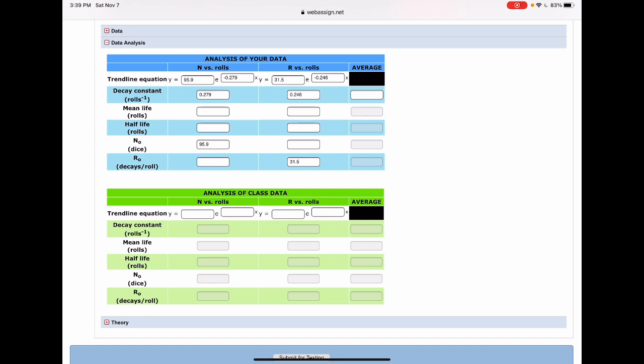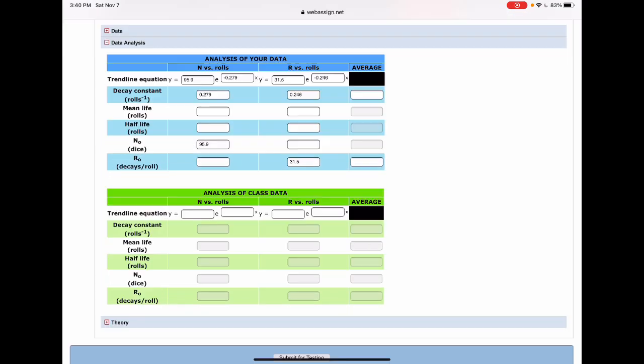So the table for the analysis of class data, I'm going to use those values to populate them in. One thing I want to point out here real quick while I'm thinking about it is the N naught, the initial number of dice. Notice for my data, N naught was 95.9. I know I started with 100, but I'm going off of the trendline. But you can see 95.9, that's pretty close, not far off from 100. In fact, it's only, what, 4.1% off.